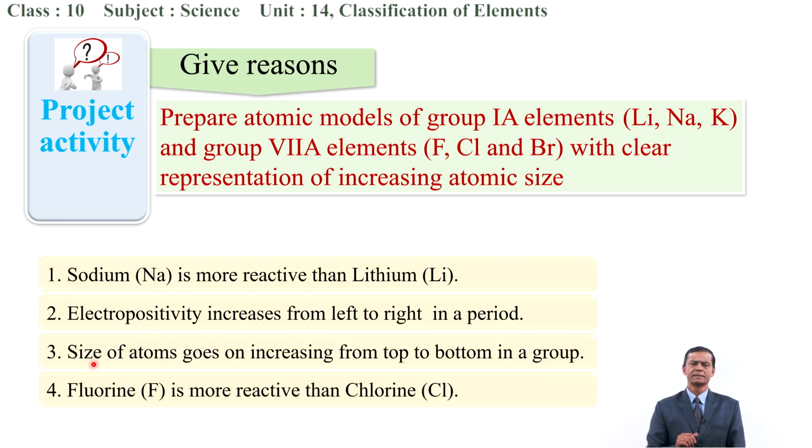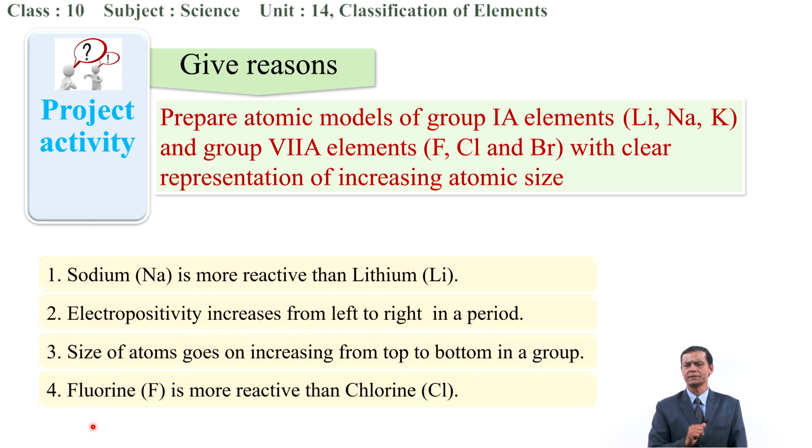Third question is size of atom goes on increasing from top to bottom in a group. Size of atom goes on increasing from top to bottom in a group, because as the atomic size increases, the number of valence shells are increasing from top to bottom, so atomic size increases. That answer you have to write.